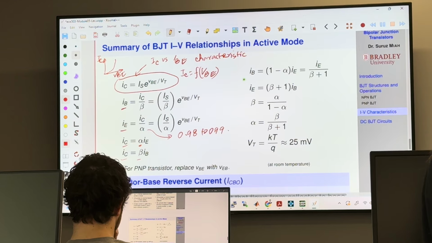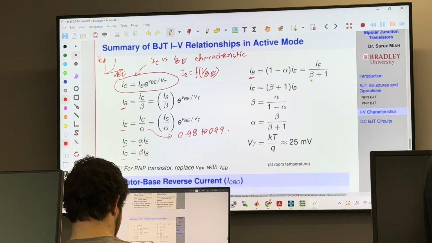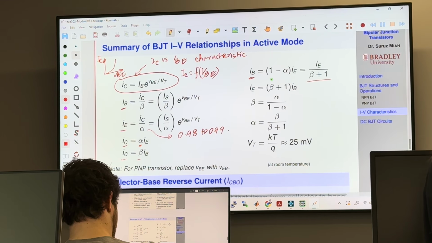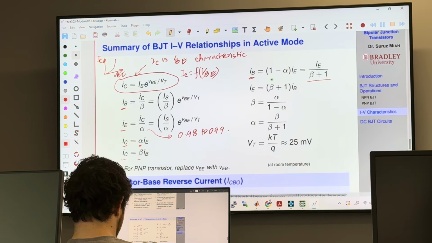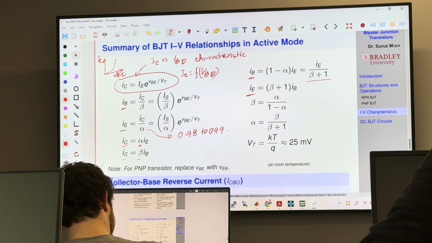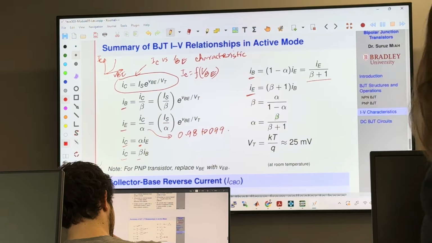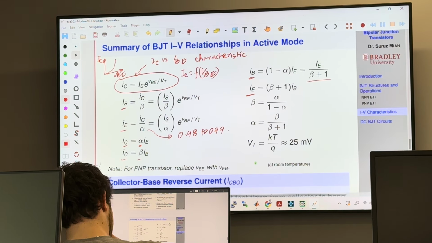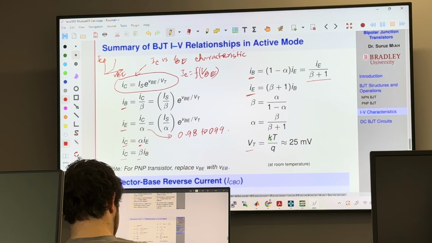And the relation between IB and IE, as you can see here, IB equals IE over beta plus 1. And IE is beta plus 1 times IB. Beta equals alpha over 1 minus alpha. And alpha equals beta over beta plus 1. And Vt is the Boltzmann constant times the temperature, the room temperature, divided by the charge of an electron, which is approximately 25 millivolts.